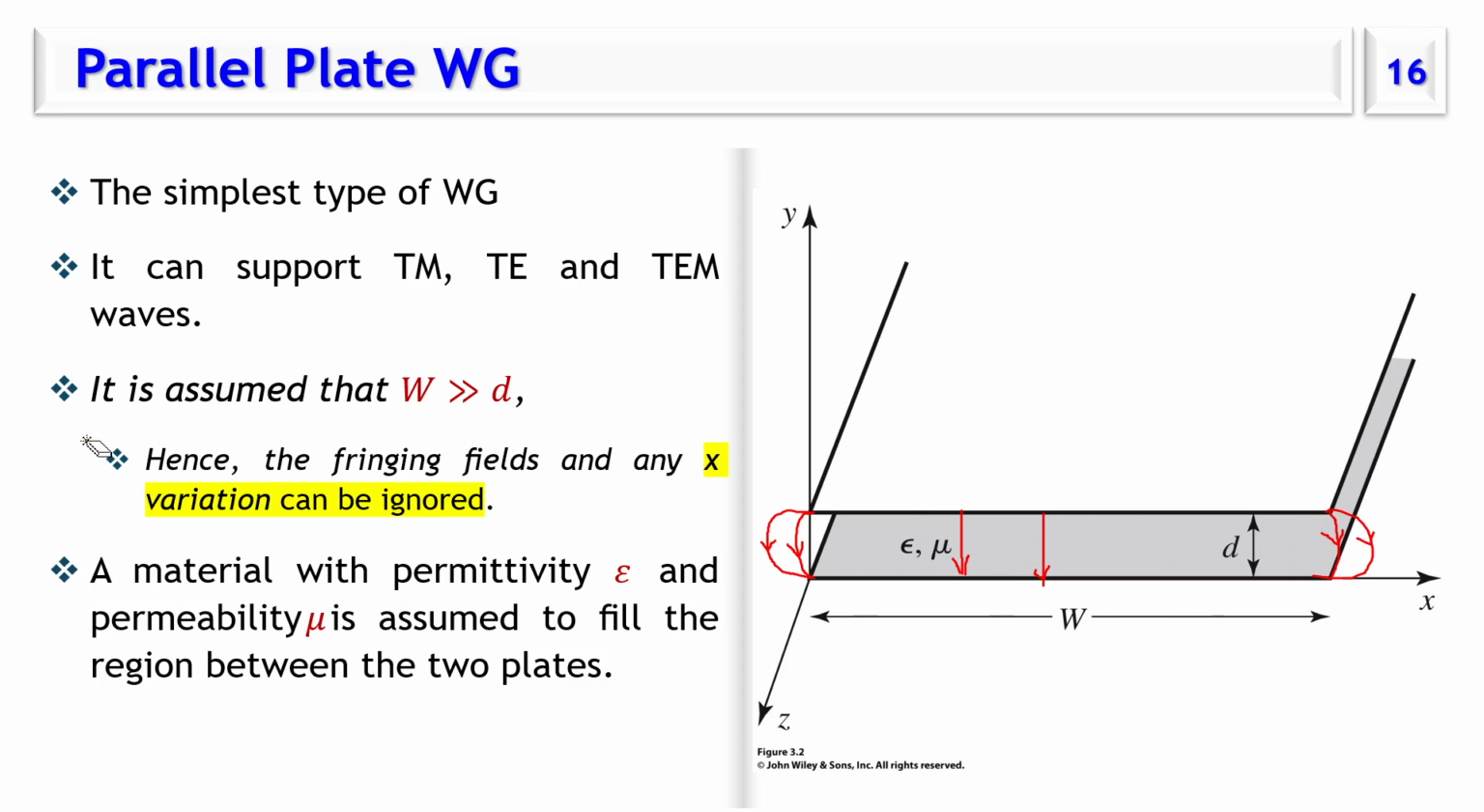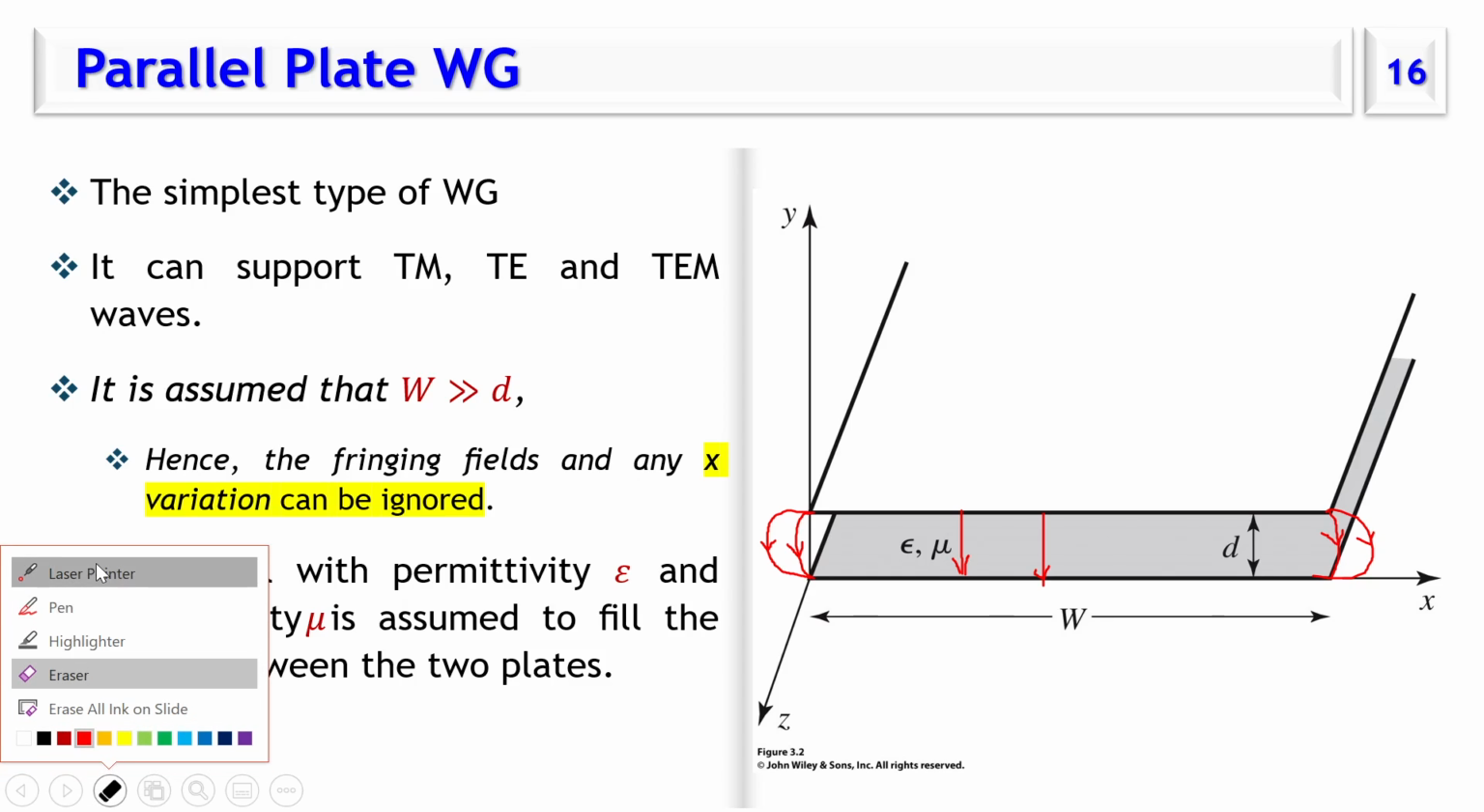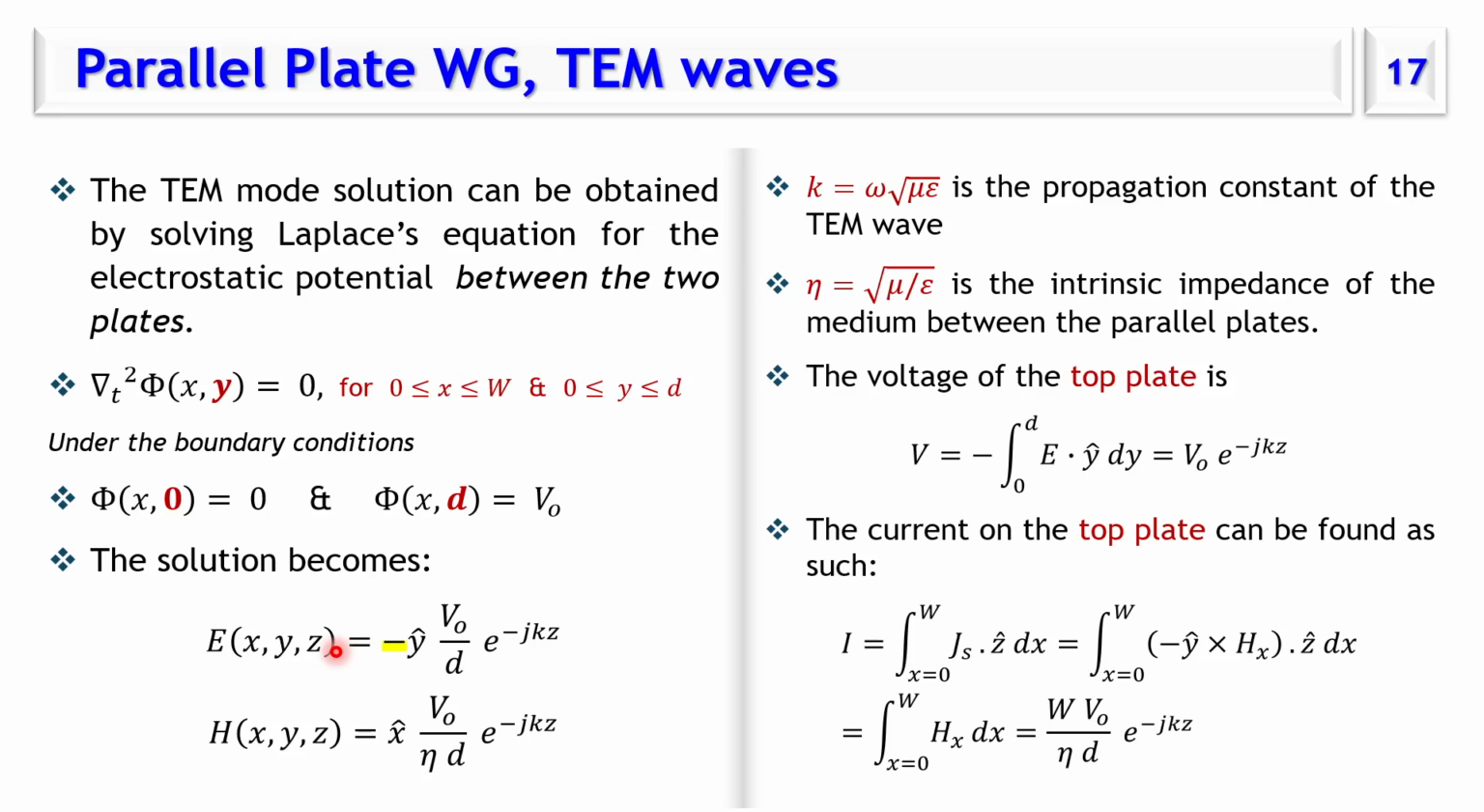Okay. So the electric field would be constant along the y direction. H would be constant along the x direction, and we are considering a wave propagating in the positive z direction. k equals omega root mu epsilon. Eta, which is the intrinsic impedance, equals the square root of mu over epsilon.